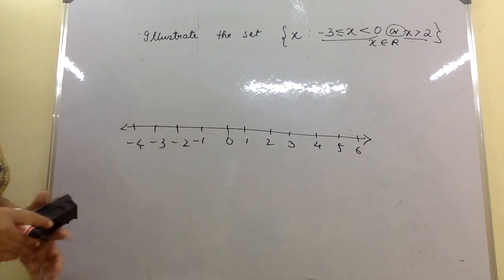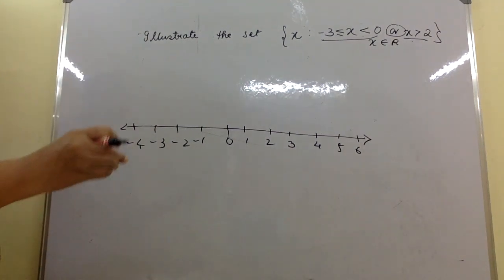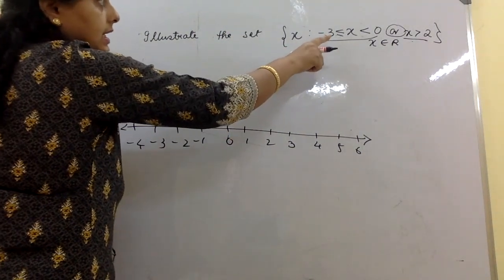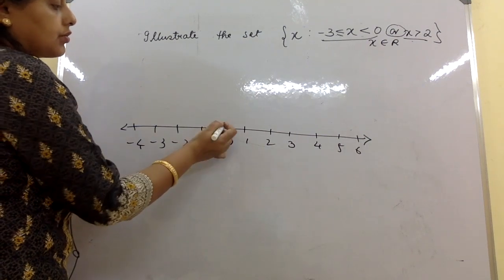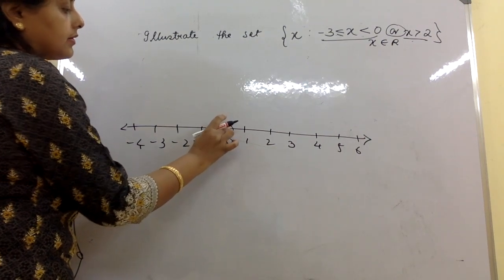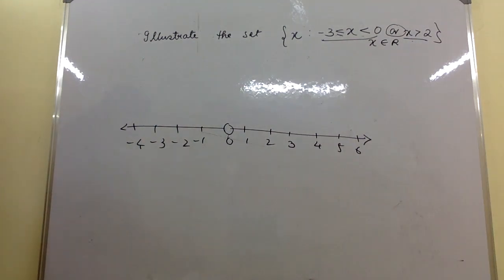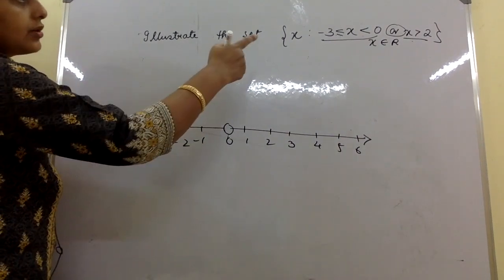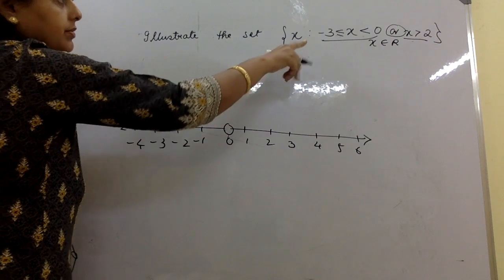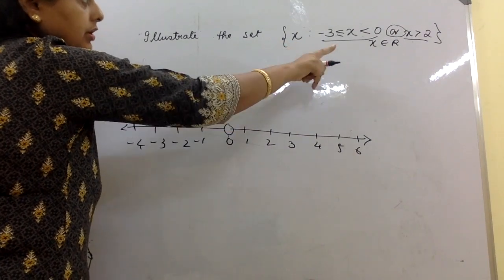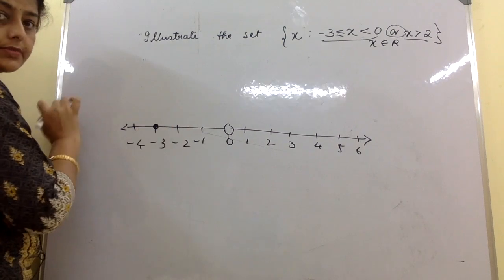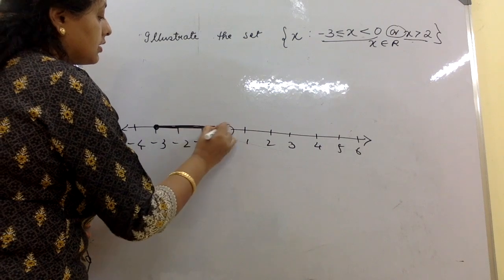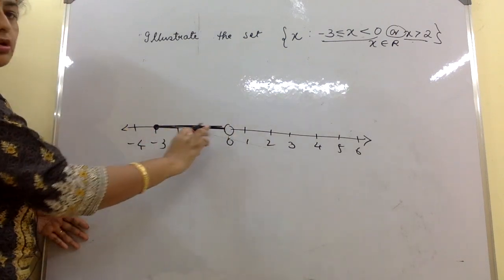We'll first see that x does not include 0, so we'll make a blank circle here. It does not include 0, so we make a blank circle there, and it goes till it includes minus 3, because it is greater than or equal to minus 3. So a dark circle here, a darkened circle and a blank circle, and I have told you earlier that we need to color till here. That means it includes all these.